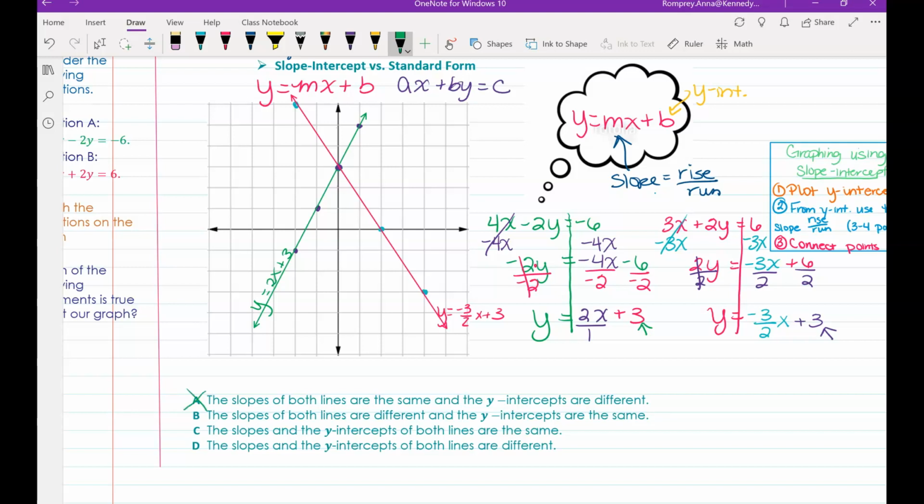The slopes of both lines are different. Well, that's true. We just talked about that. Slopes are different. Yep. And the y-intercepts are the same. Well, where's our y-intercept? Go to that y-axis. Yeah, that's correct. I guess we can stop. You can keep looking if you want, but we're good.